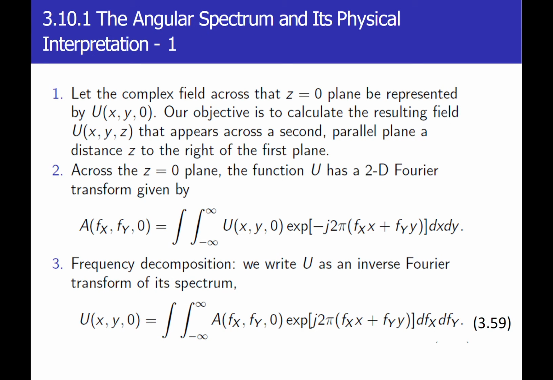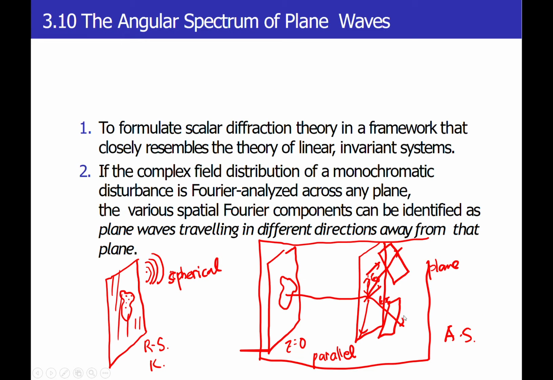So in this case, let the complex field across the z equal to 0 plane be represented by u(x,y,0). So at z equal to 0, the scalar field is given at that plane. Our objective is to calculate the resulting field u(x,y,z) at a parallel plane a distance z away. So let's see what we have learned here. This is the case.